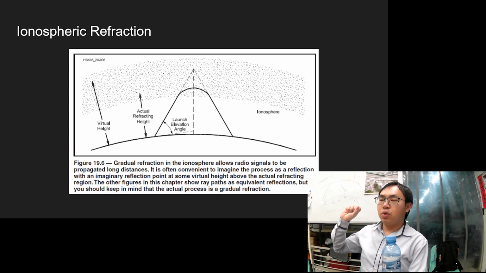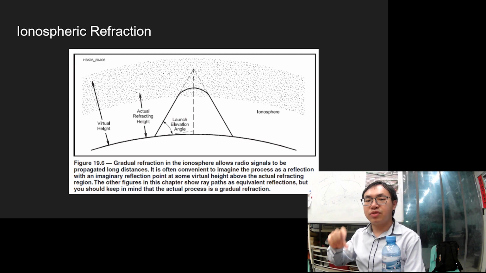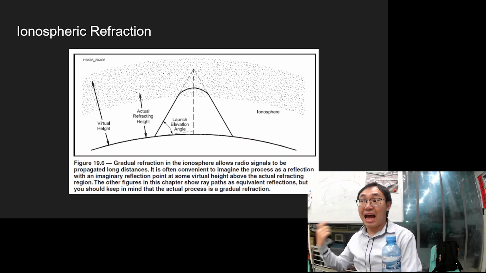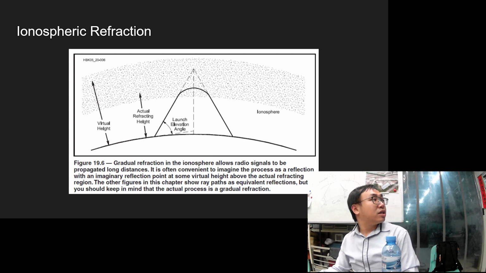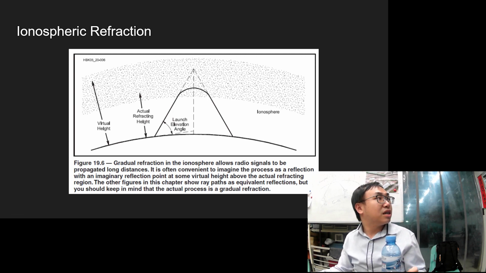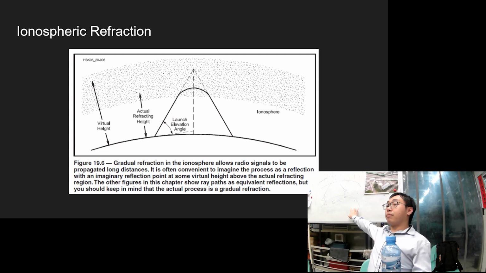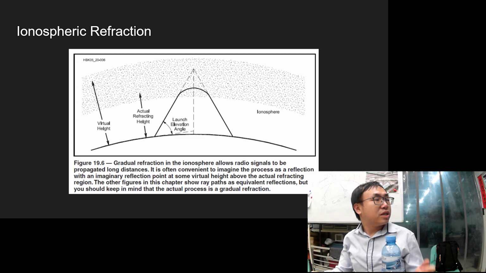Okay, so we have talked about a lot of atmosphere and the distance of different layers. So now we come to how ionosphere refraction works, which is skywave, how skywave works. The skywave actually works in this way. They send a signal up, and it refracts along the ionosphere and goes back to the Earth. Just like this diagram.